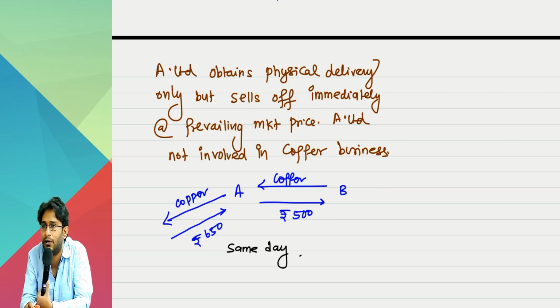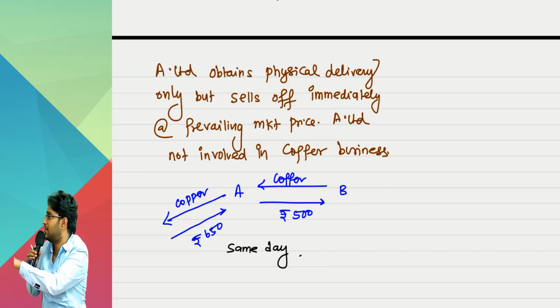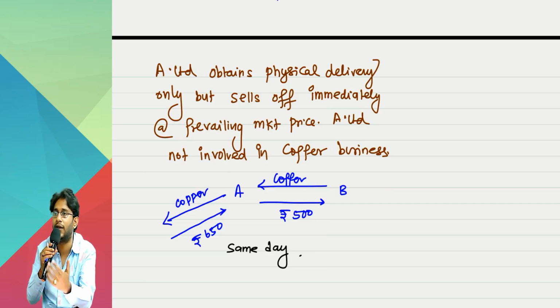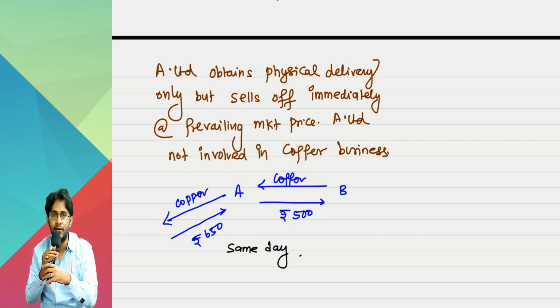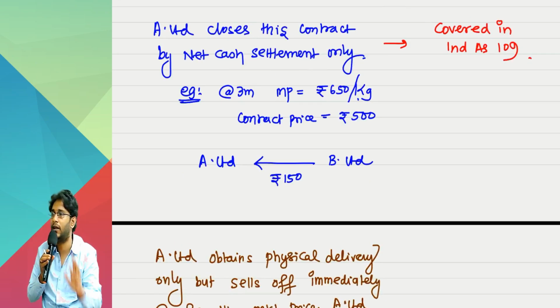Because of this, what is happening? Technically, I am taking a gross settlement, but in substance, if you observe, it is as good as doing a net cash settlement. 500 I paid, 650 I received. Effectively, how much do I have? 150 rupees in my hand. It is in substance as good as doing a net cash settlement.